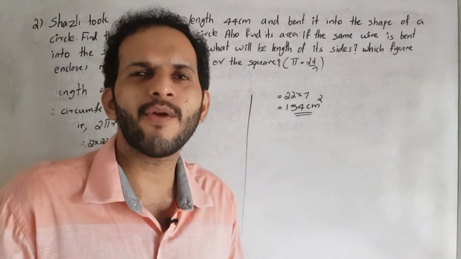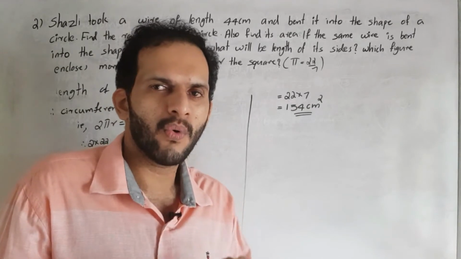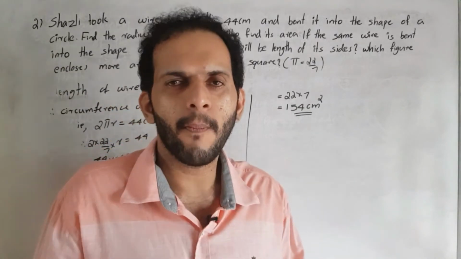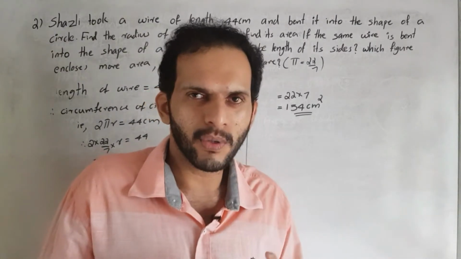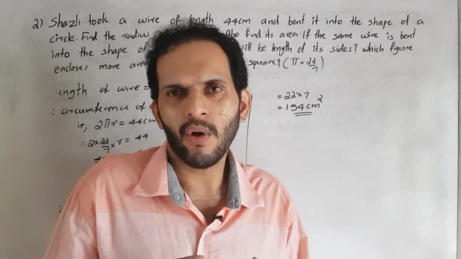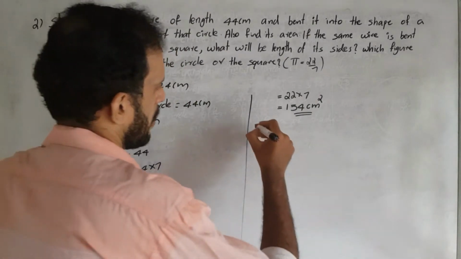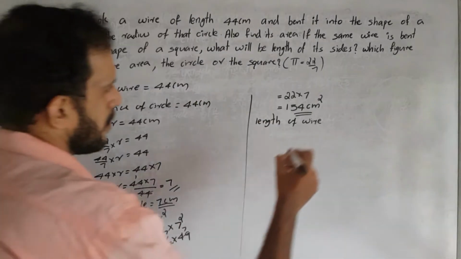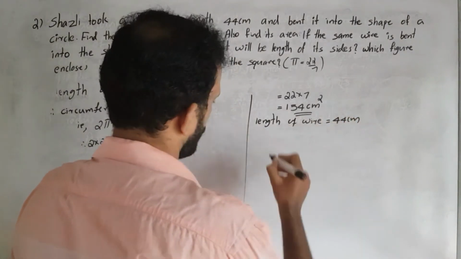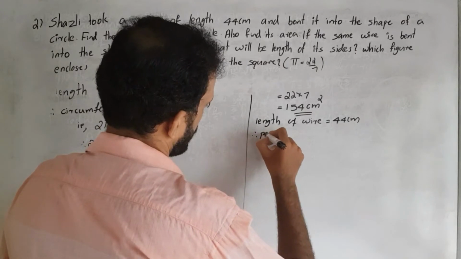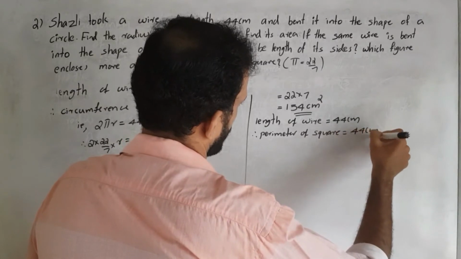Next, we use the same wire and form a square. Then what is equal there? Yes, that time also the length of the wire is equal to the perimeter of rectangle. Sorry, perimeter of square. That time also the length of the wire is equal to the perimeter of square. Okay, so next we start the same. Length of wire is equal to 44 centimeter. Therefore perimeter of square is equal to 44 centimeter.